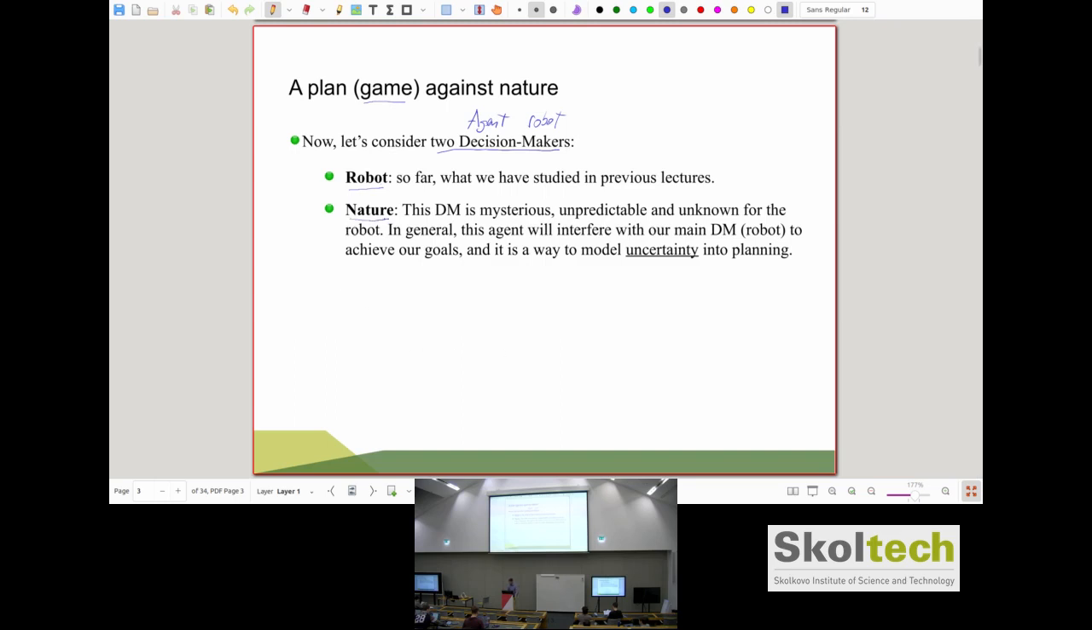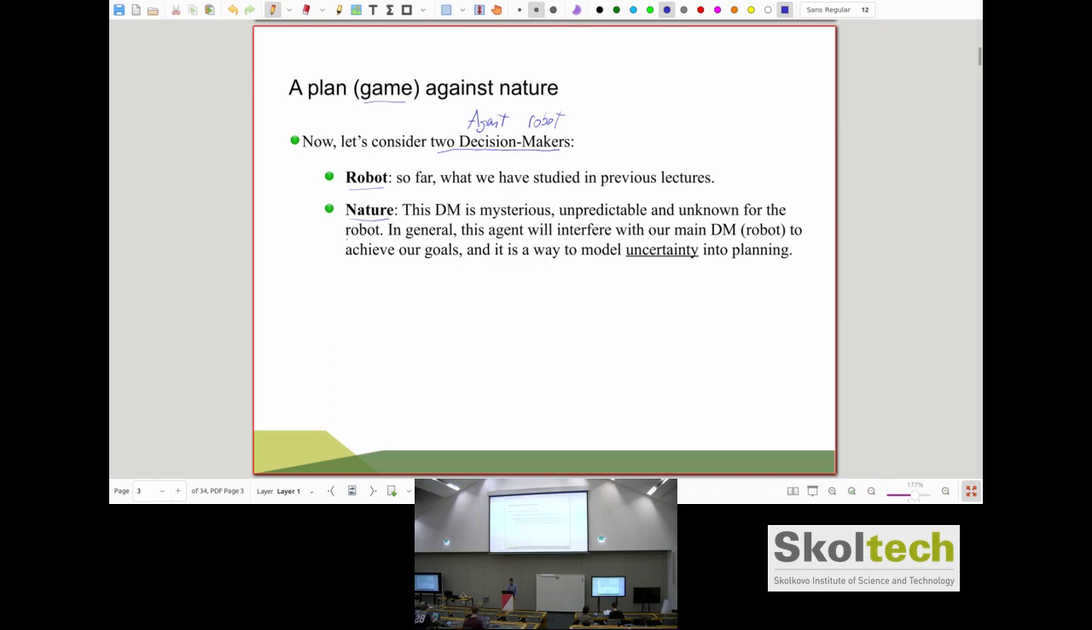Now what we are going to add here, and this is just a motivation, and you will see later, oh, this is what they meant by nature. We add a second decision maker into the formula, okay? And this decision maker we are going to call nature. So what is nature, right? I'm not talking about biology, but about nature as this kind of mysterious and unpredictable entity that is going to affect the result of our plan or of our decision making.